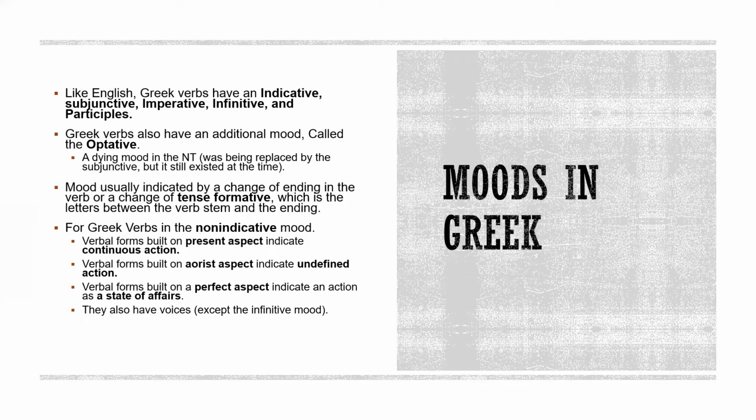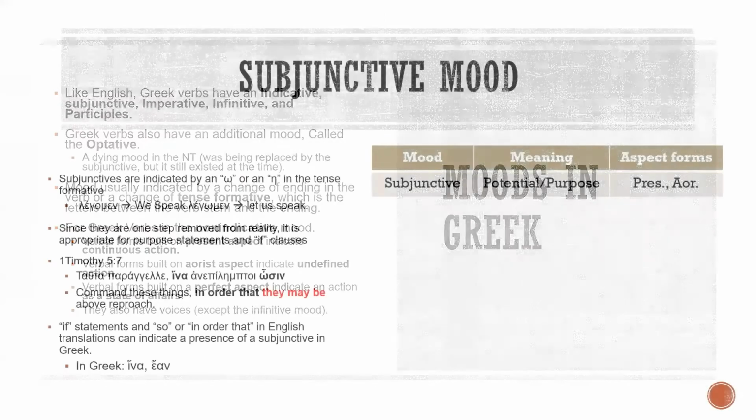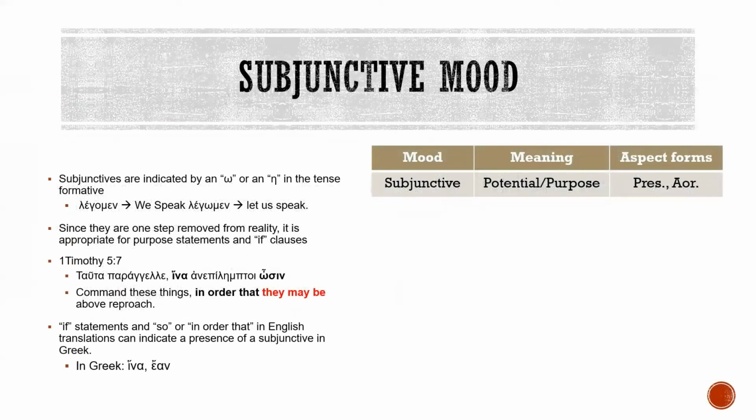Non-indicative Greek moods also contain a voice, except in the infinitive mood, and Greek moods are indicated by either a change of ending in the verb or a change of the letters in between the verb root and the ending, which is called the tense formative. The tense formative is important in that it communicates the mood and aspects in the verb. One of the most common non-indicative moods is the subjunctive mood, which is indicated by an omega or an eta.